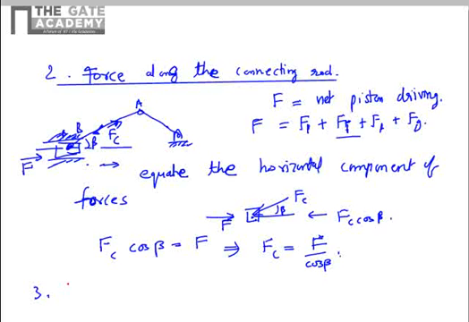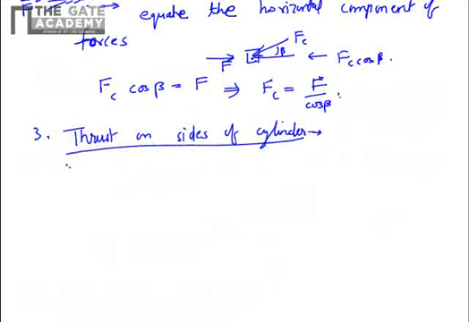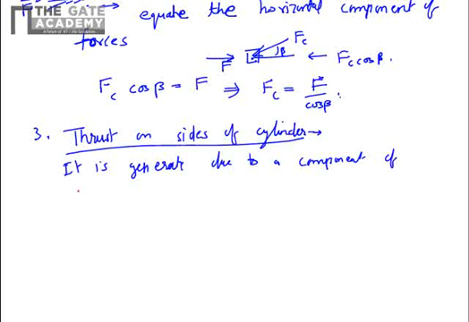The third step in the piston dynamic engine force analysis is thrust on the sides of the cylinder. This is an interesting thing to observe because it is not a natural force involved on the piston, but it is generated due to a component of force along the connecting rod.